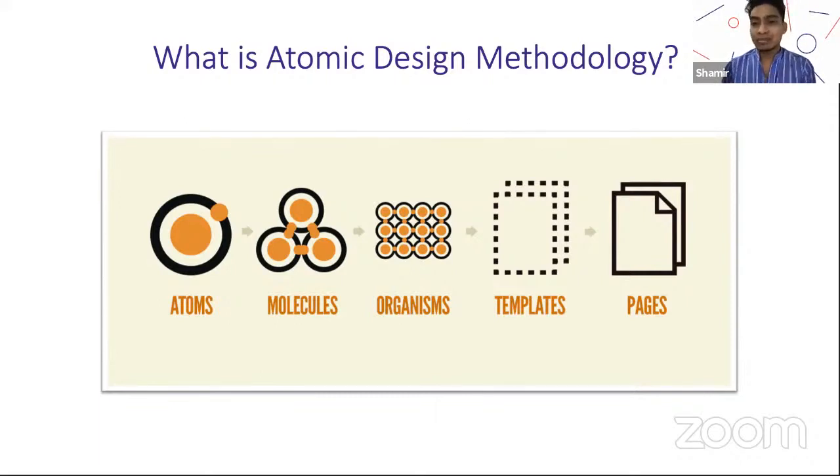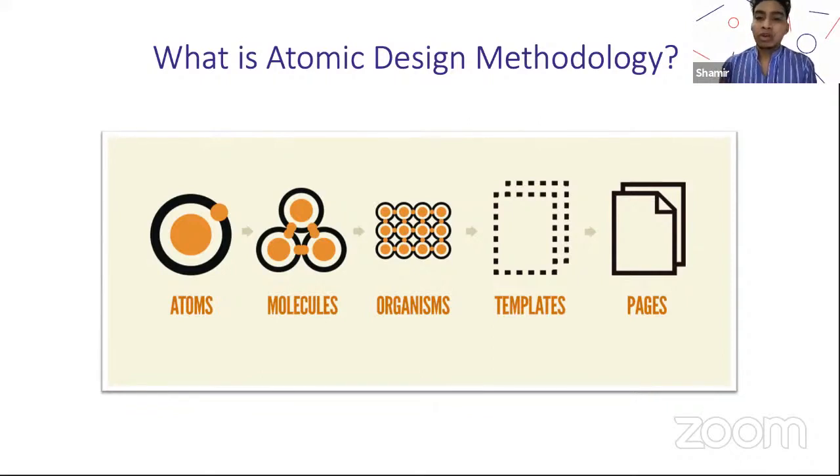First of all, we have atoms. Atoms are basic building blocks, like you also saw from the periodic table. If we equate the atom with the element in our UI pattern library, a label, an icon, a button, or an input field can be considered an atom. So a single state, right?